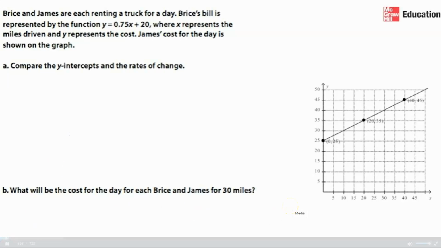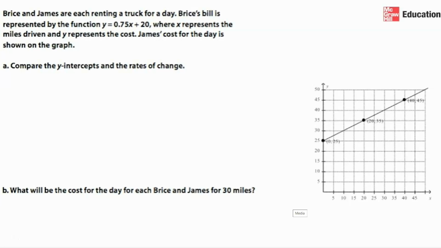Bryce and James are each renting a truck for a day. Bryce's bill is represented by the function y equals 0.75x plus 20, where x represents the miles driven and y represents the cost. James's cost for the day is shown on the graph. Part A, compare the y-intercepts and the rates of change. And Part B, what will be the cost for the day for each Bryce and James for 30 miles?